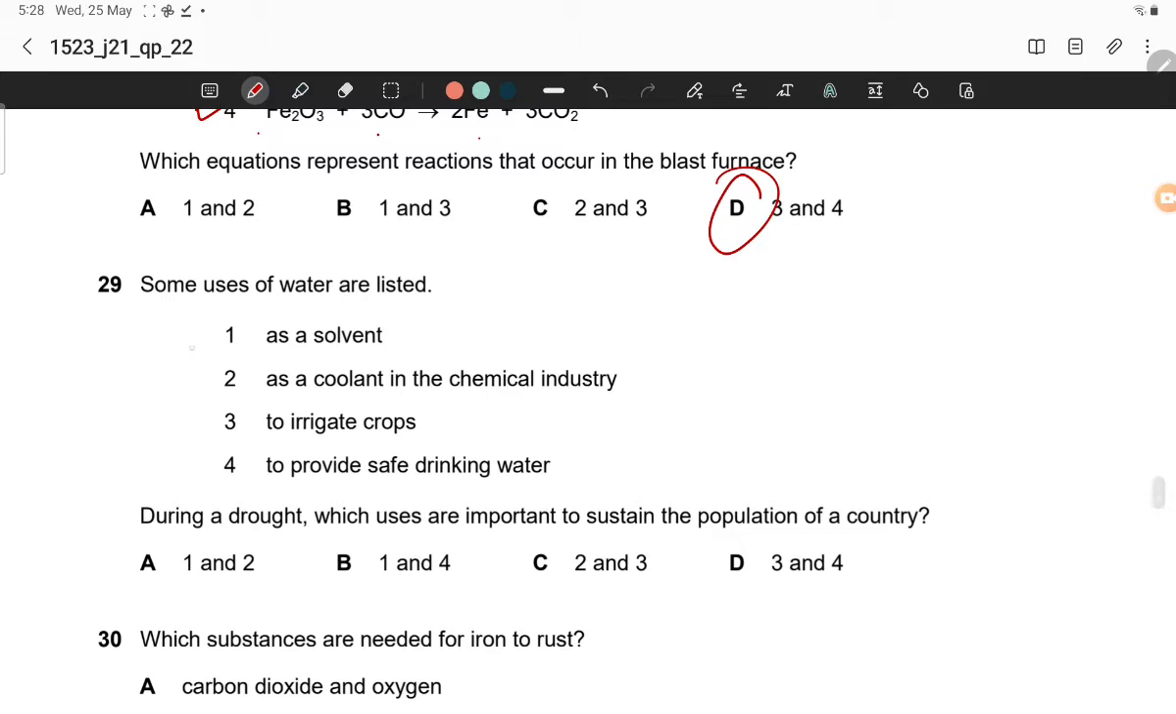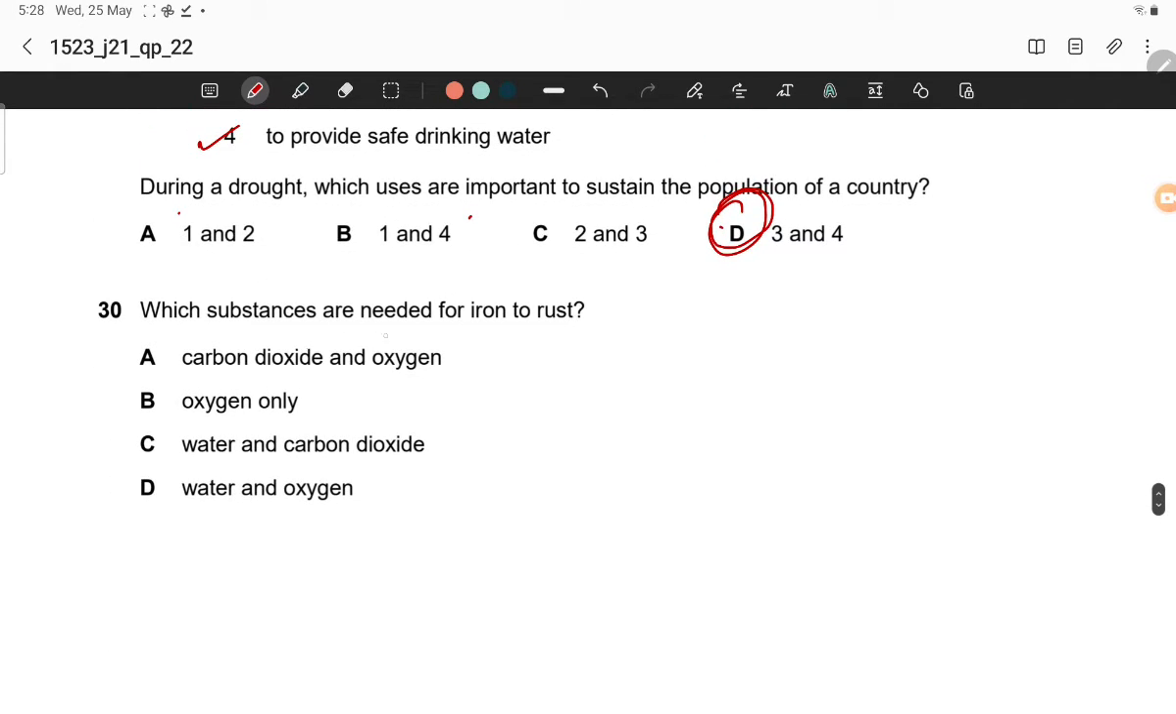Some uses of water are listed. Used as a solvent, as a coolant in the chemical industry, to irrigate crops, to provide safe drinking water. Okay, during drought, which uses are important to sustain the population of a country? To irrigate crops and to provide safe drinkable water. This must be correct. Used as a solvent, so in drought this is more important to sustain the population of the country.